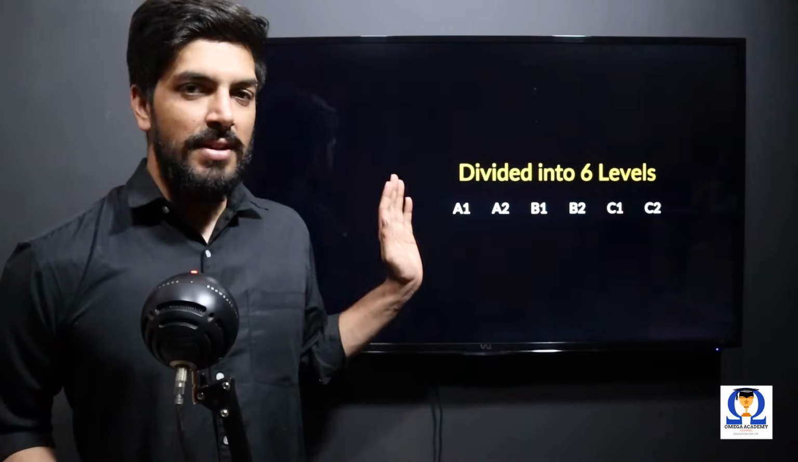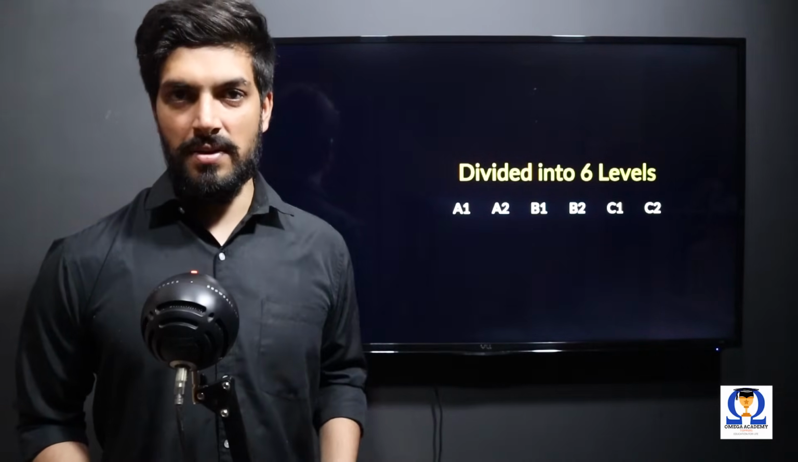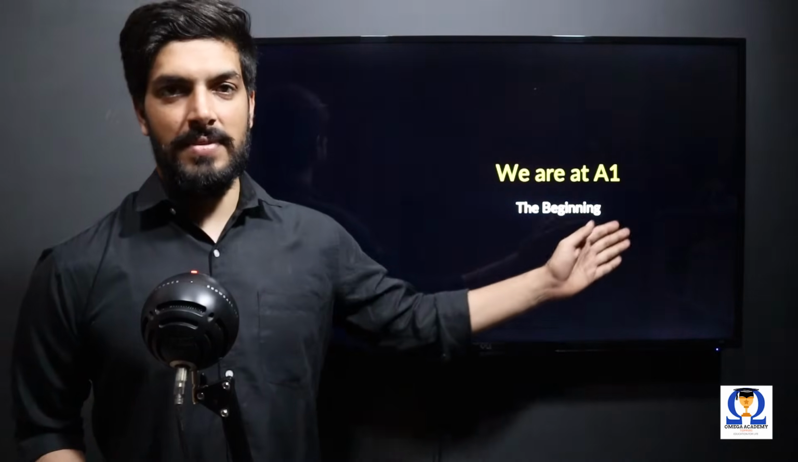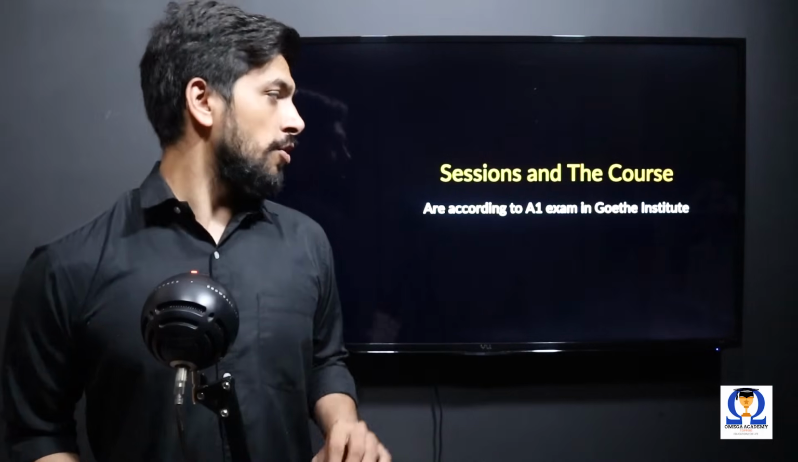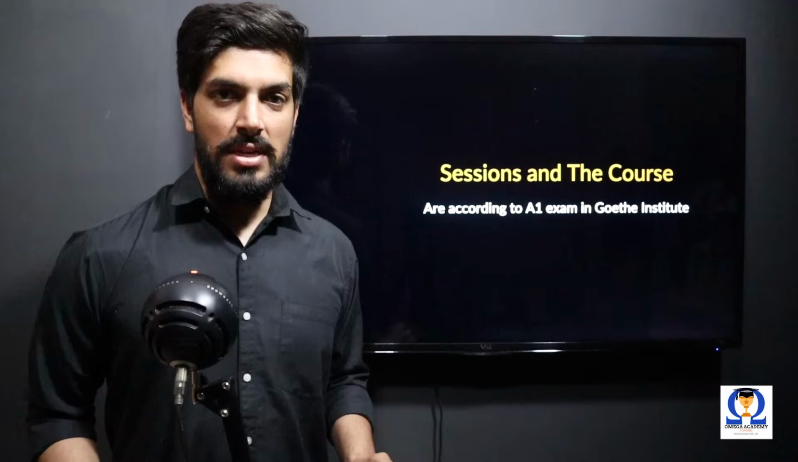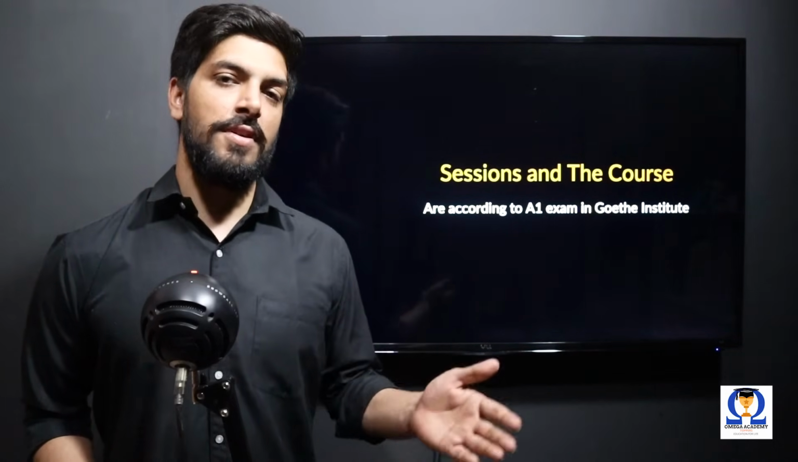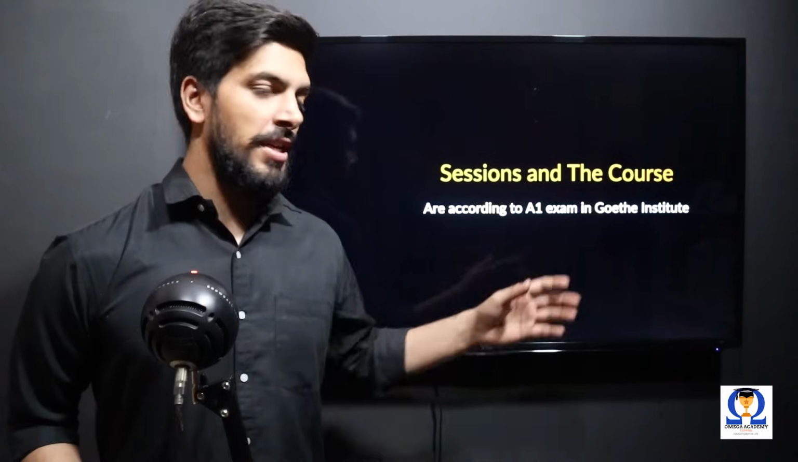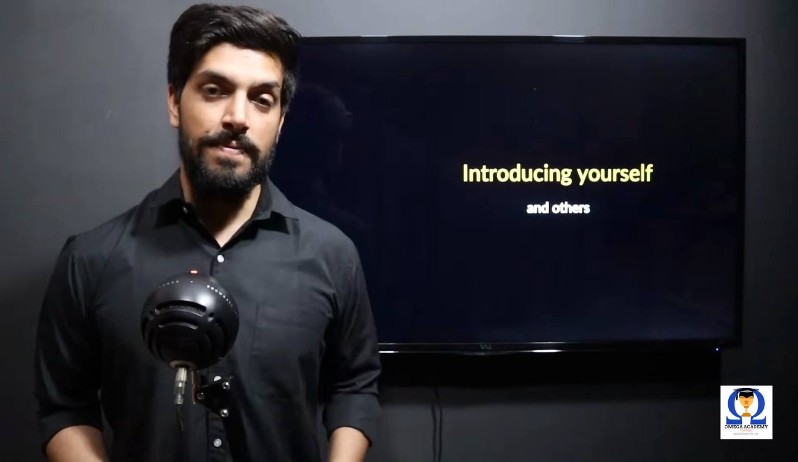Now, this language itself is divided into 6 different levels, A1 till C2. With every level, the difficulty will increase. And we are at A1 level. That is the beginning, right? All the sessions in the course are divided according to the theme and also the A1 exam according to the Goethe Institute. These are the governing bodies of the German language. They will take your test after the course is over, and we prepare you for that. Every session is based on a theme, and today's theme is introducing yourself and others, definitely in German.